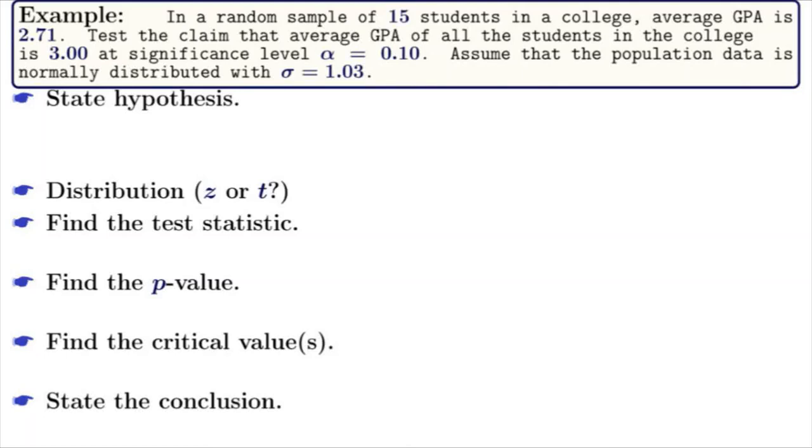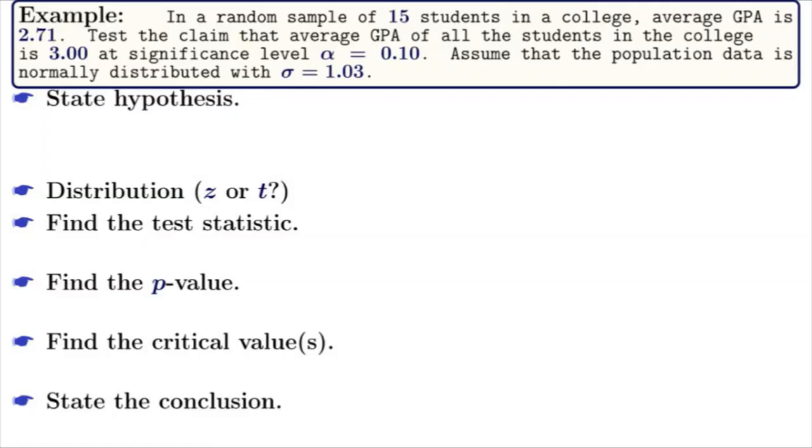In this video, we will work on this example. In a random sample of 15 students in a college, average GPA is 2.71. Test the claim that average GPA of all the students in the college is 3.00 at significance level alpha equals to 0.10. Assume that the population data is normally distributed.